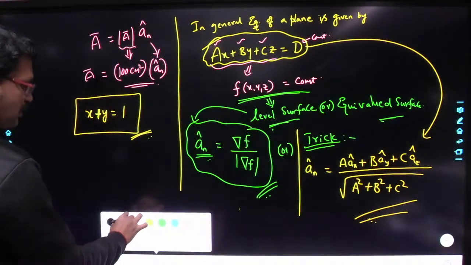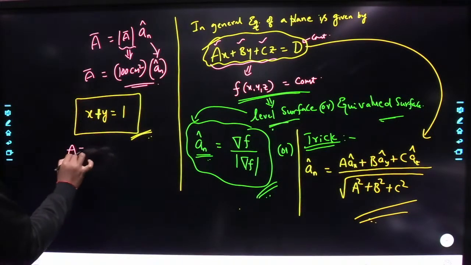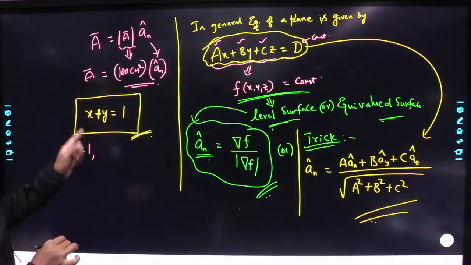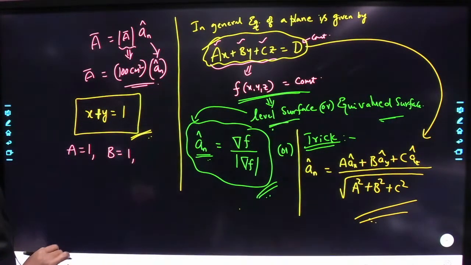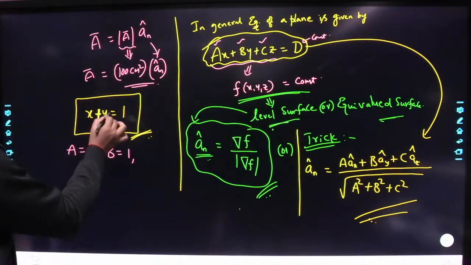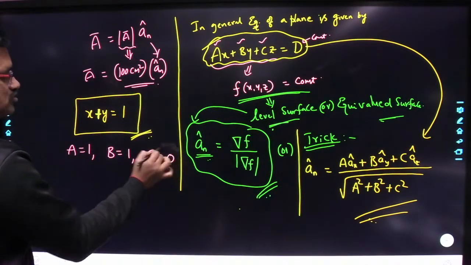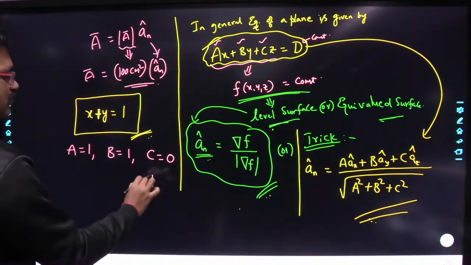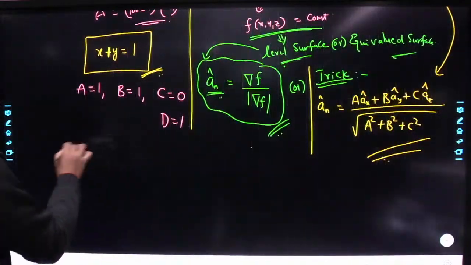What is the coefficient of x here? The coefficient of x, that is the a value, is equal to 1. The coefficient of y, that is the b value, is also equal to 1, right? And the coefficient of z, here there is no z term, so c is equal to 0. And what is the d value? The d value is equal to 1.